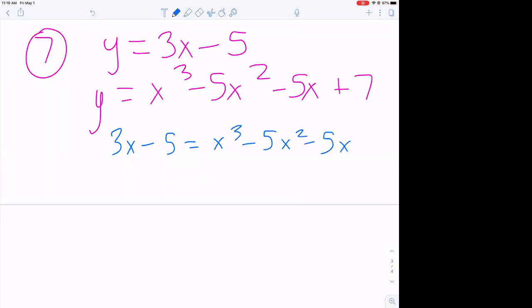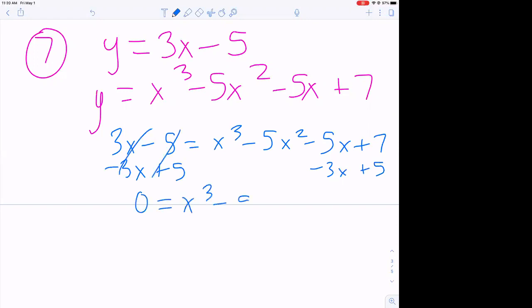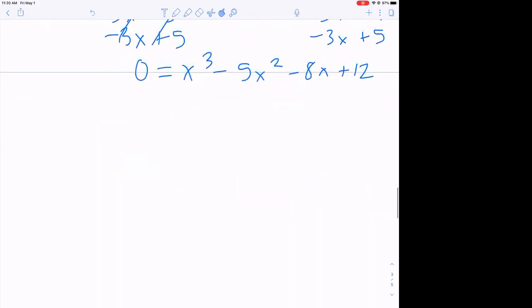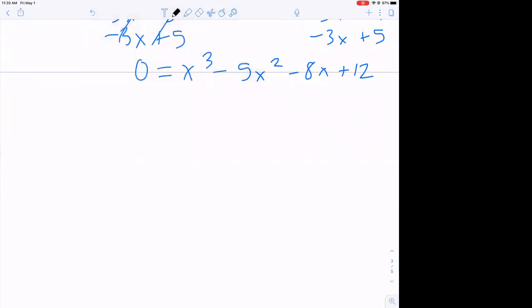So unless you got something ugly like a circle, they kind of all follow this pattern. Plus 5, so minus 3x plus 5. So x cubed minus 5x squared minus 8x plus 12. Man, foiled again. I literally was hoping that one of these would be groupable. That's unfortunate.